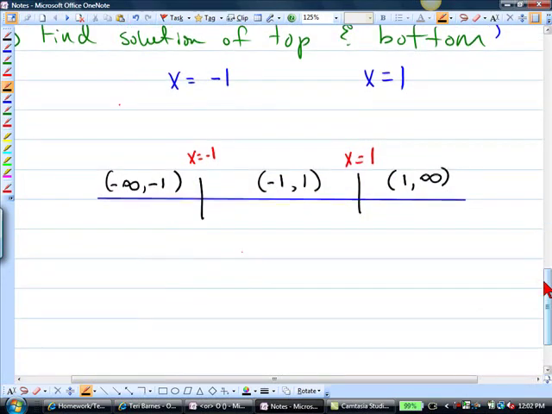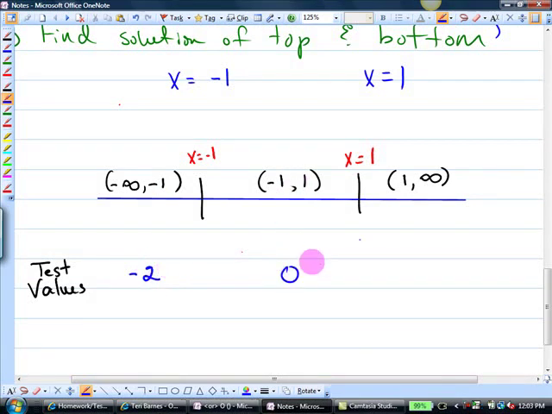All right, then you're going to get test values. That means pick a number in this interval to use. And you want to pick the easiest thing. You can't use -1. Something right to the left of it, let's do -2. And in here, what would be the obvious? 0. And here, maybe 2. Now, if you use 10, that's fine, but use something as easy as possible.